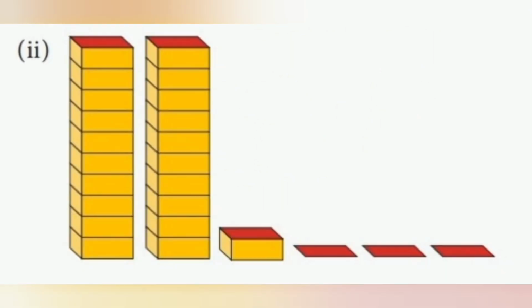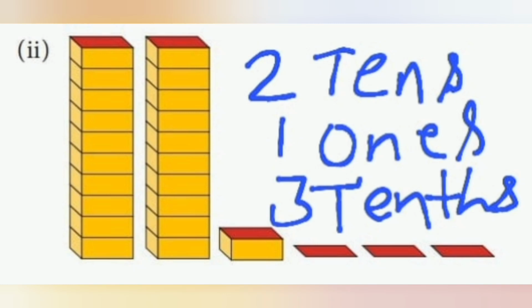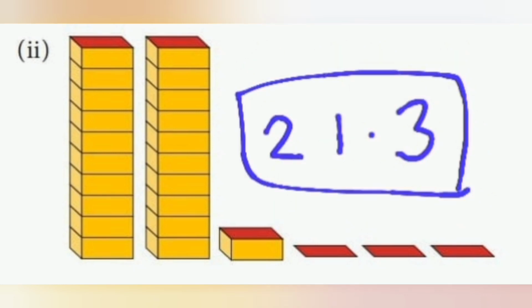Now the first problem, second subdivision. How to solve? Let us see. 2 column blocks are given, so that is 2 tens. 1 block is given, 1 ones. 3 square sheets are given over here, so that is 3 tenths. The 2 column blocks are 20, 1 block is 1, 20 plus 1 is 21. 3 tenths is 0.3. So the answer is 21.3.